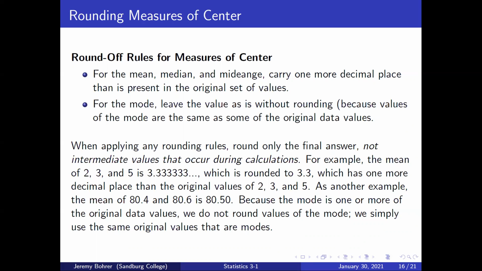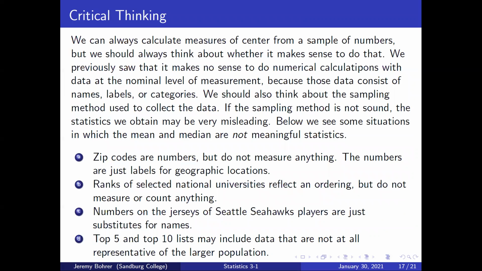As another example, the mean of 80.4 and 80.6 is 80.50. Because the mode is 1 or more of the original data values, we do not round values in the mode, we simply use the same original values that are modes. We can always calculate measures of center from a sample of numbers, but we should always think about whether it makes sense to do that.